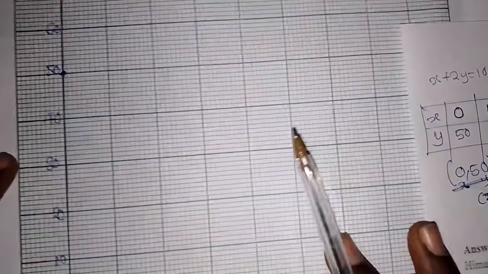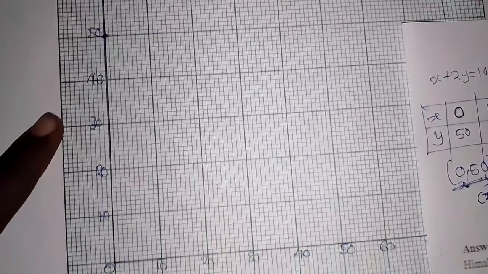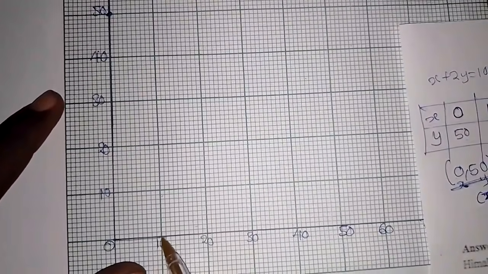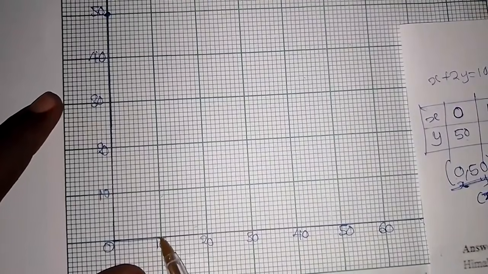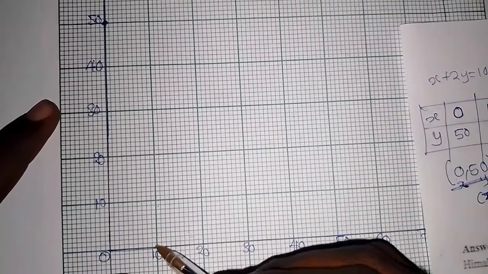10 comma 45. So 10 comma what? 45. Where is 10? Where is my 10 in the x-axis? In the axis, my 10 is here. Where is 45? I start moving 10 along this same line.